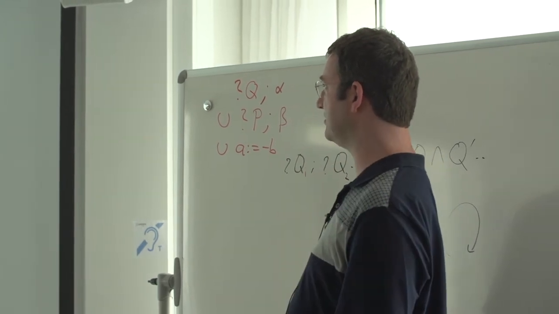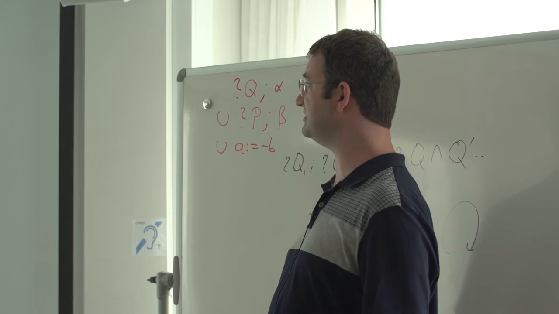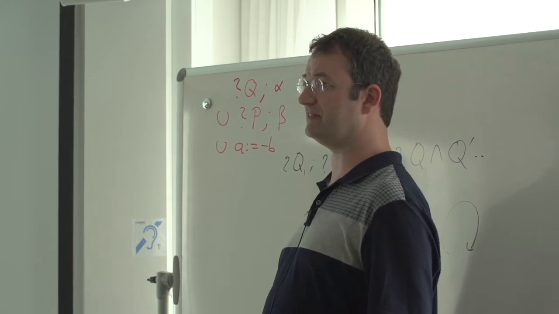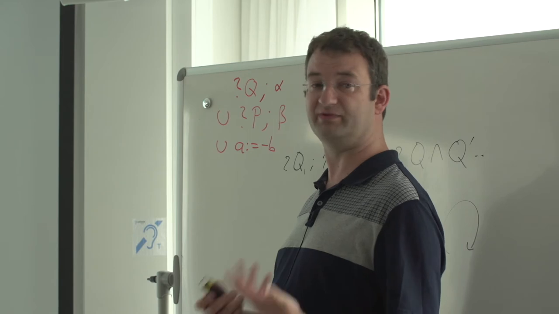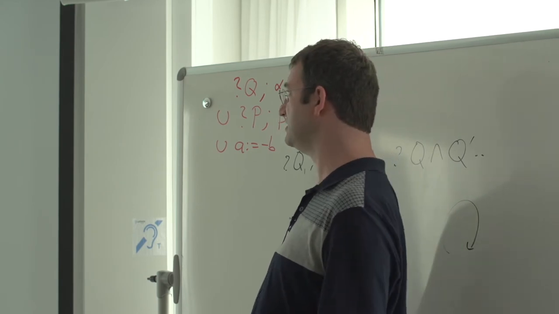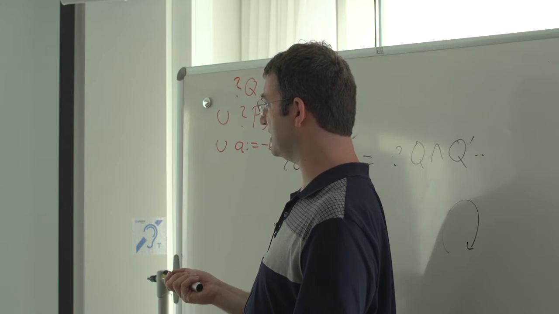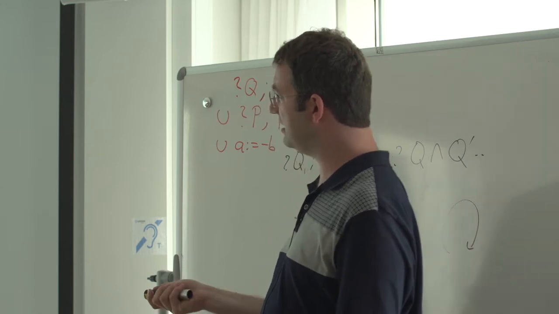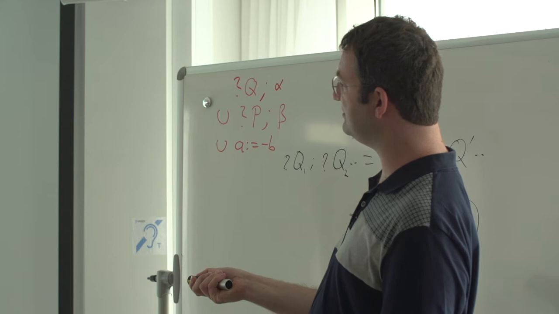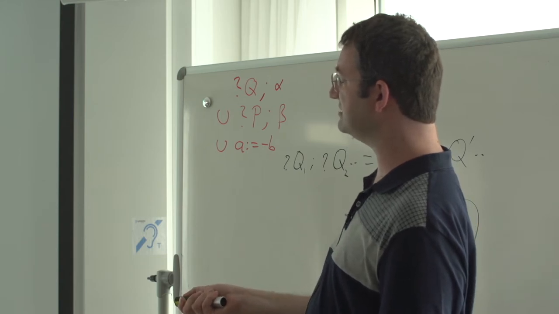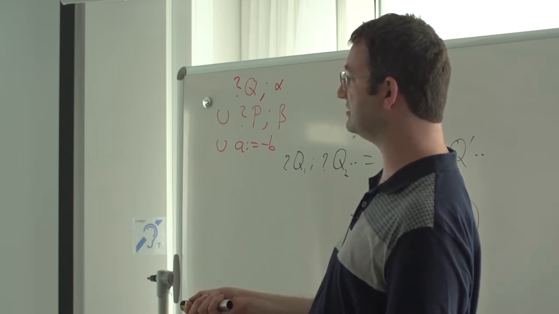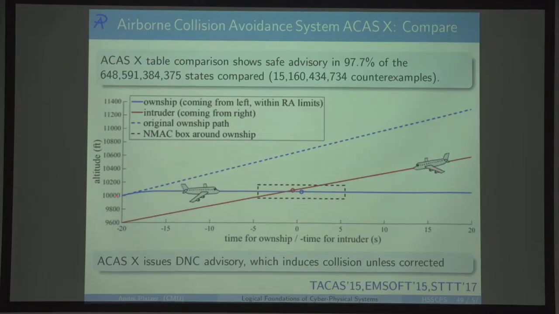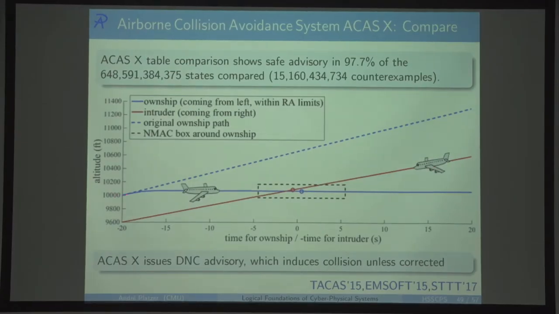And the good news about the comparison is that about 97.7% of the 500 billion states of the system are indeed provably safe according to our Chimera X proofs. The more annoying news is that you have about 15 billion counterexamples. Here's, for example, one where the pilot used to be on this dashed path, and for some reason, in some of the cases, the AKS-X system says do not climb if the other aircraft is here. And the problem is that if the pilot actually listens and doesn't climb, then that's causing a collision. Everything would have been fine on this path, but if they work like that, it's not so useful.